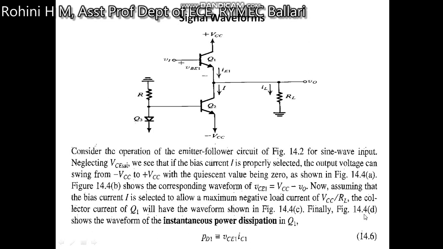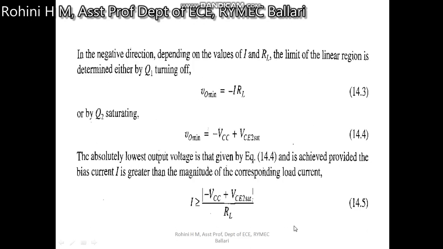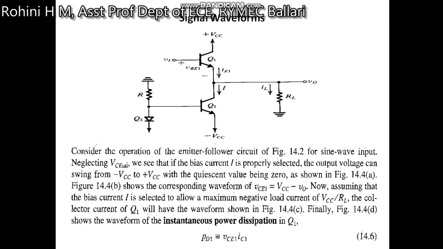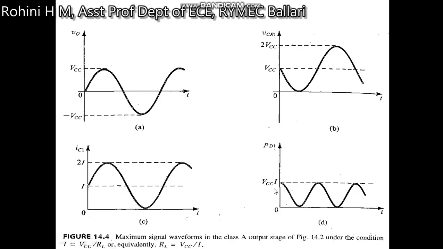And finally figure D shows the waveform of instantaneous power dissipation in Q1. This figure shows the instantaneous power dissipation in the transistor Q1, given as PD. As the time changes, the instantaneous power dissipation also changes. We are getting it in the form of a sinusoidal waveform. So this is the instantaneous power dissipation waveform.